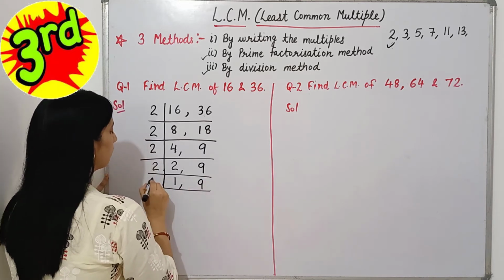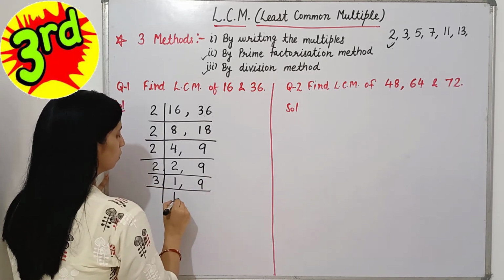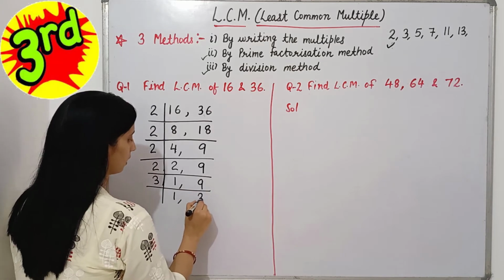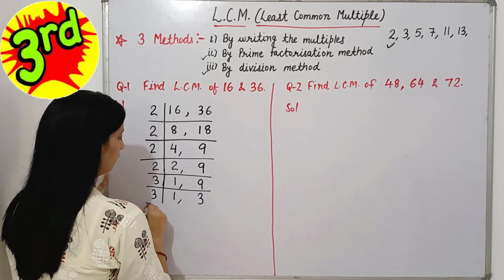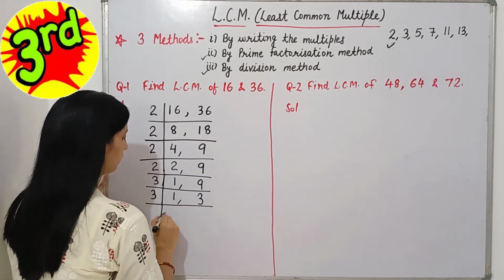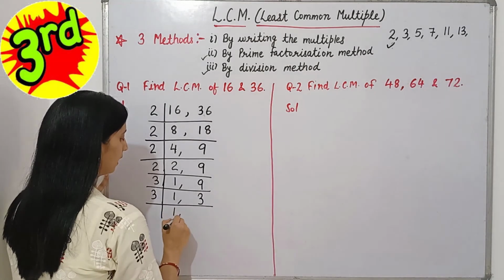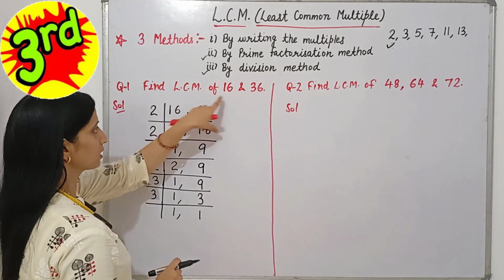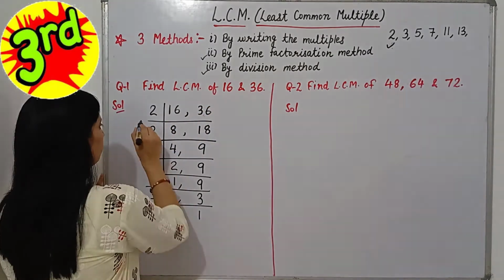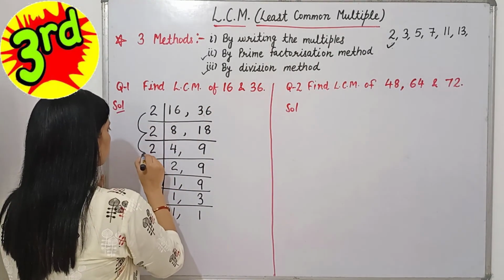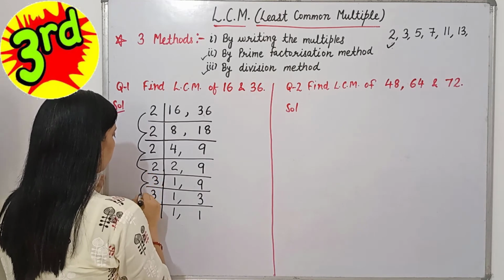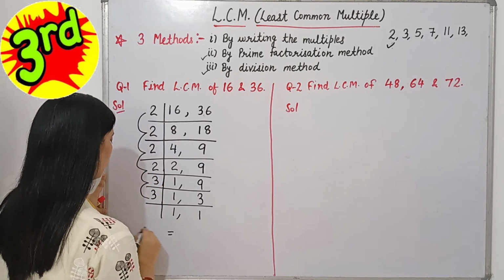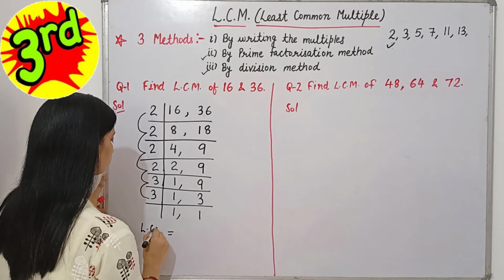Now 9 is divisible by 3. So 3 3s are 9, and we will divide till we get 1 here. 1 we will write as it is, and 3 1s are 3. So the LCM of 16 and 36 will be the product of these factors. Now we will multiply all this and we will get the LCM.